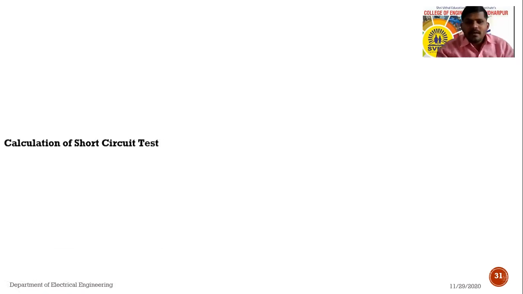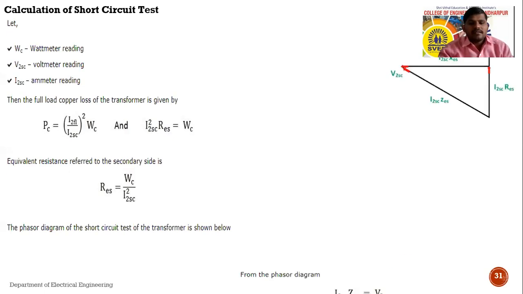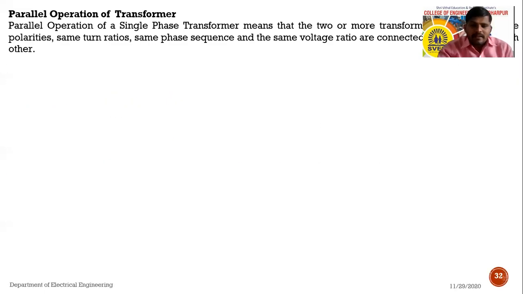Now see, we will discuss today the next point, that is the parallel operation of the transformer. Okay, parallel operation of the transformer. What is meant by parallel operation, what is the necessity, and how can transformers be operated in parallel, we will discuss that. Can anyone tell me what is the necessity to operate two or more than two transformers in parallel? Anyone?